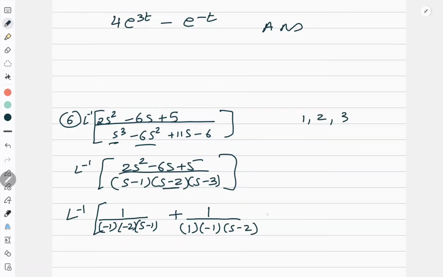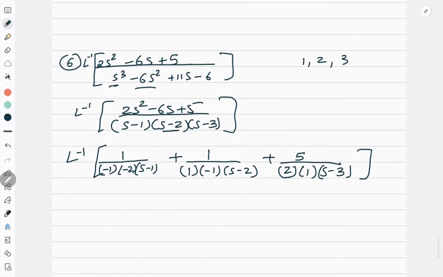S minus 2. Plus. Now put s is equal to 3. So 3 square is 9. 9 2s are 18. 18 minus 18, 0 plus 5. So 5 upon 3 minus 1 is 2. 3 minus 2 is 1 and s minus 3. Correct? So what will be the answer here?